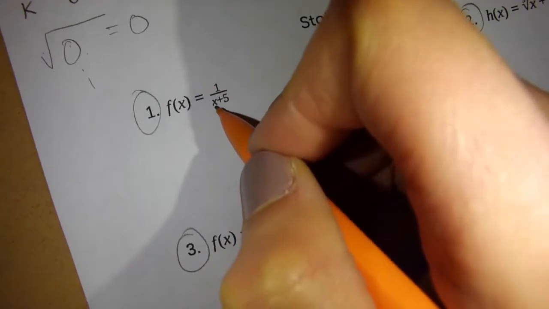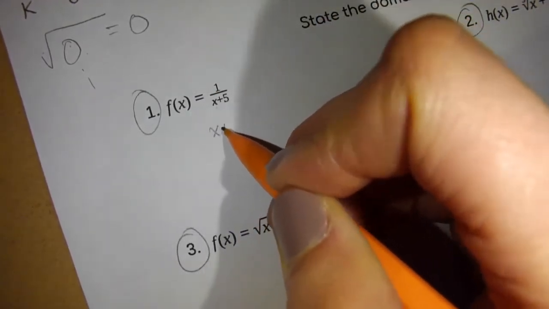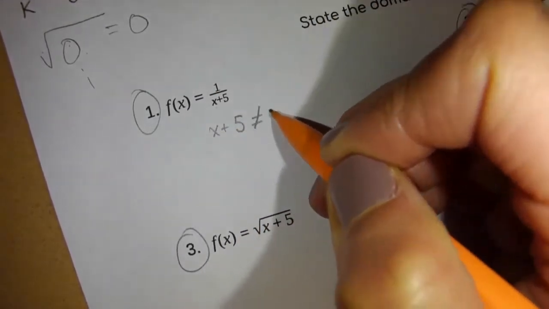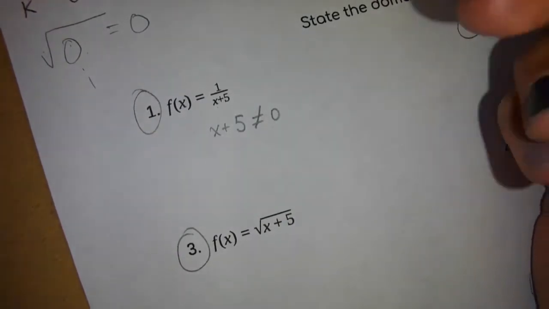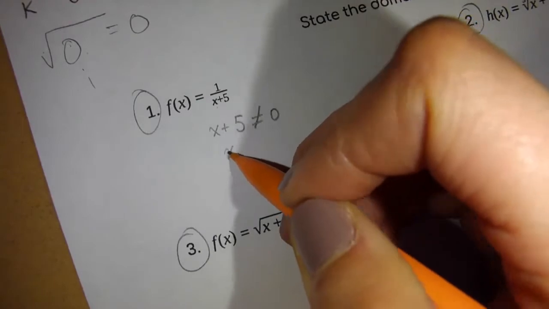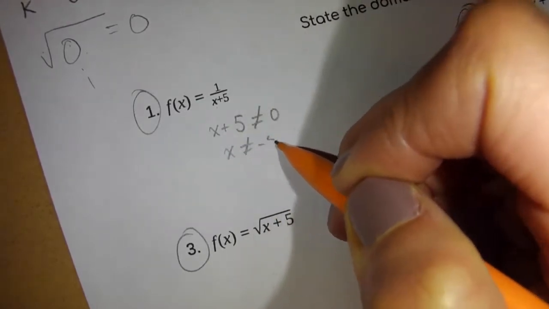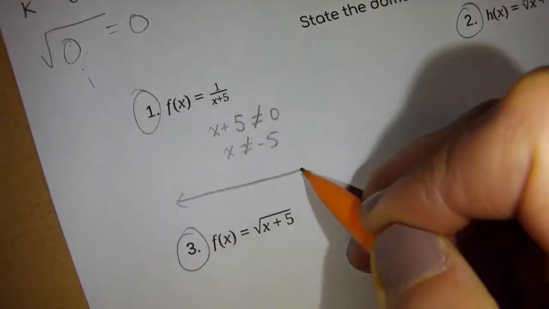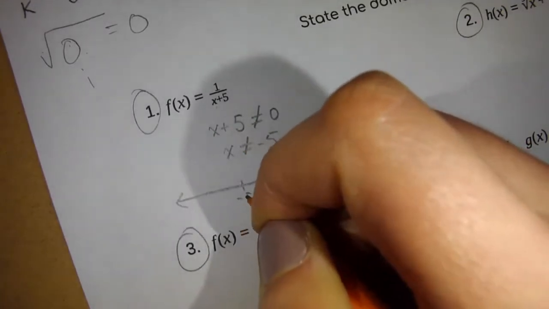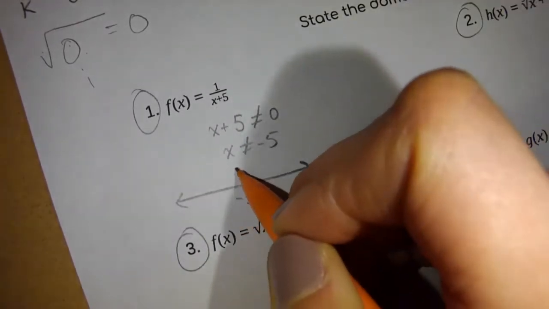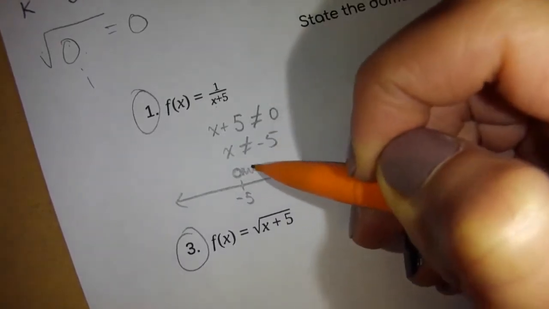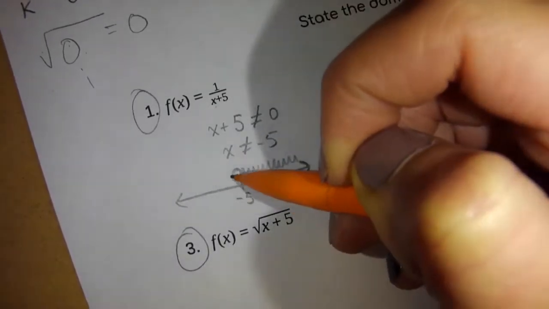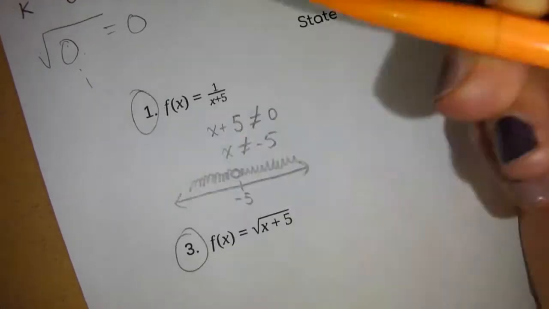Okay, so looking at the first example, I have x plus 5 in the denominator. This would be x plus 5 cannot equal 0. Since it's in the denominator, it cannot equal 0. I'm just going to solve for x here by subtracting 5 to the other side. So looking at a number line, at negative 5 it cannot equal 0. I would have an open point at negative 5, but anything bigger than negative 5 will work, and anything less than negative 5 will work.